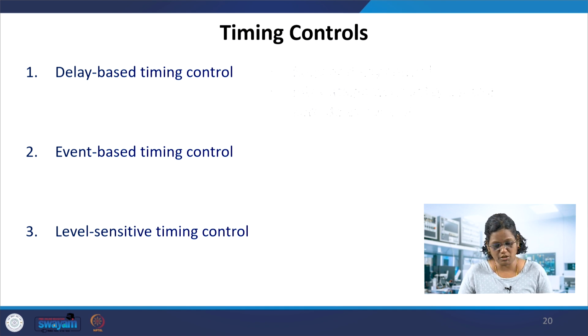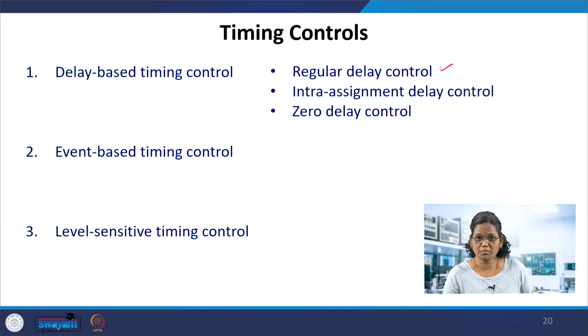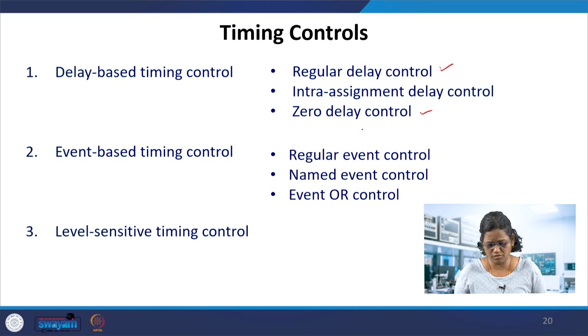In the delay based timing control, we again have 3 types: regular delay control, intra assignment delay control, and zero delay control. These 3 types we will discuss in this lecture. The event based control again has regular event control, named event control, and event OR control. We will discuss these sub-classifications with examples.